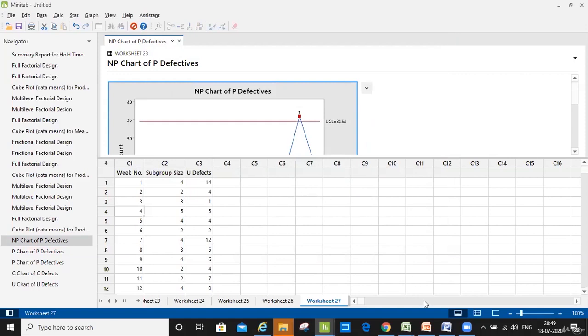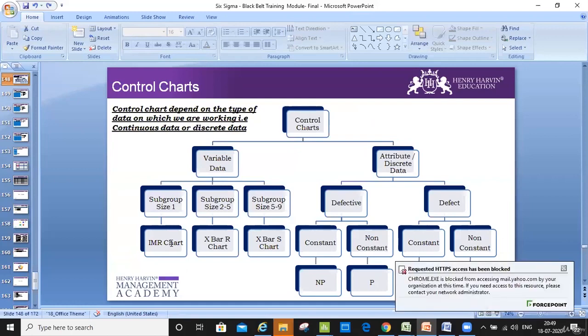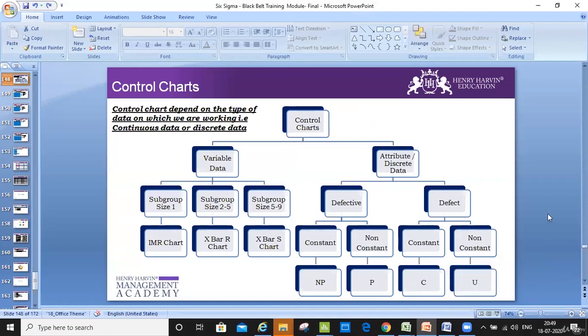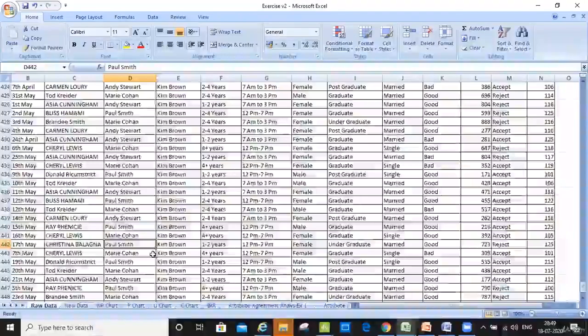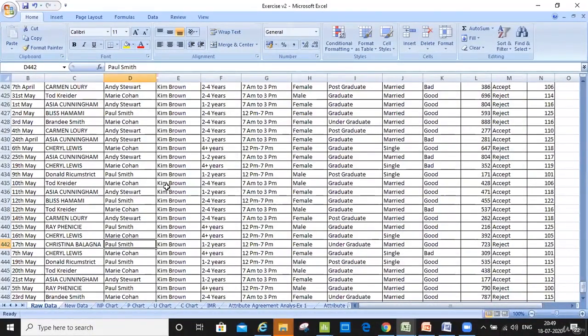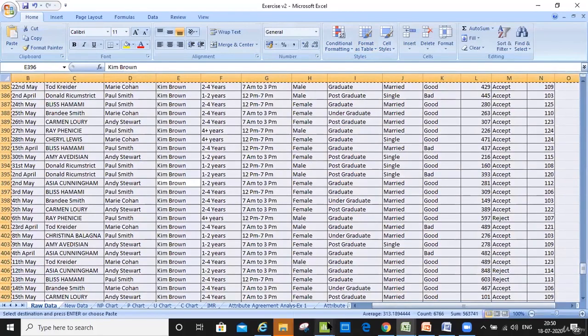So the first one is the IMR, which is called individual moving range. This chart is to be done when we have only one subgroup, which means we are doing it for the entire data, wherein we don't have multiple subgroups. So I'll explain what a subgroup is here. So let's look at the continuous data we have. I will consider this raw data as the continuous data. So I will select this entire data and put it in Minitab.